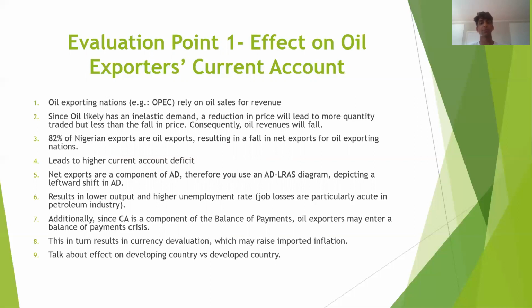Now, notice how this point seems to be very similar to the previous one, because we have two choices. We can either take the route of the AD and LRAS diagram that we had in the previous slide, but my advice to you is not to do that. Try and think of another implication of higher or lower current account deficits, because you don't want to repeat yourself, because then that's going to prevent you from getting those top marks. Instead, think about it from the standpoint of balance of payments overall.